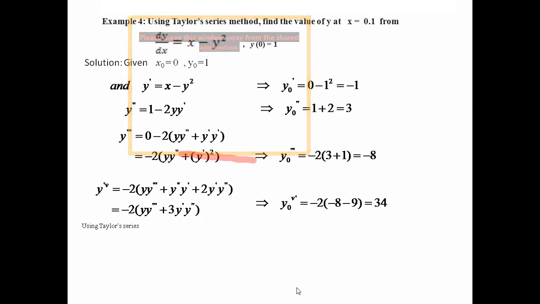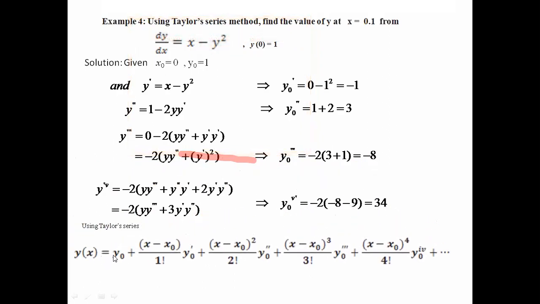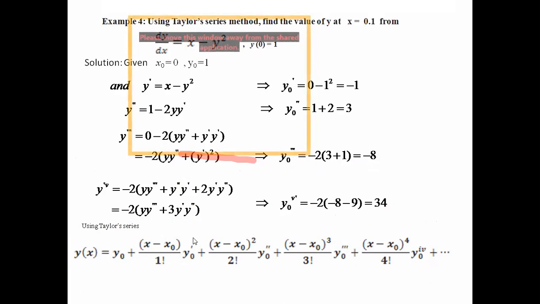Next, as usual, first write the Taylor series. That Taylor series will always be the same: y naught plus x minus x naught by 1 factorial into y0 dash, plus x minus x naught whole square by 2 factorial into y0 double dash, plus x minus x naught whole cube by 3 factorial into y0 triple dash. Continue like this. And here also x naught is 0. Always x naught need not be 0. If it is 0, we will get those terms easily. If it is not 0, use that value. Suppose x naught is 1, then here you put x minus 1, this will be x minus 1, this will be x minus 1, like that. Where you are expanding the series, that point you have to write.